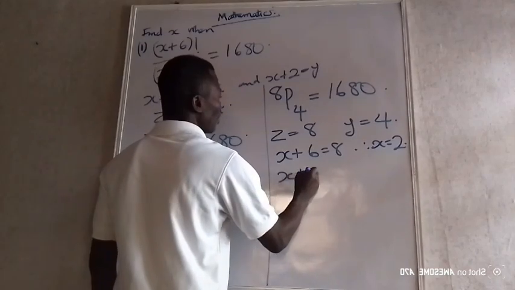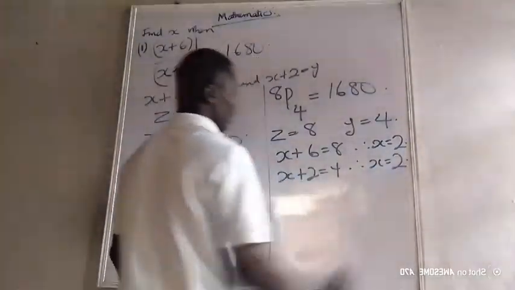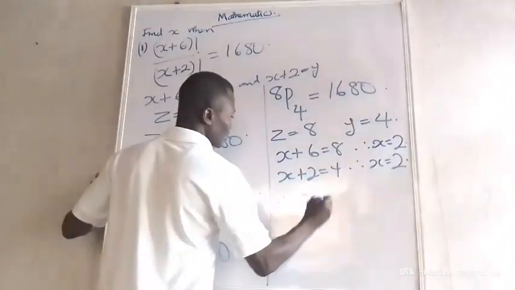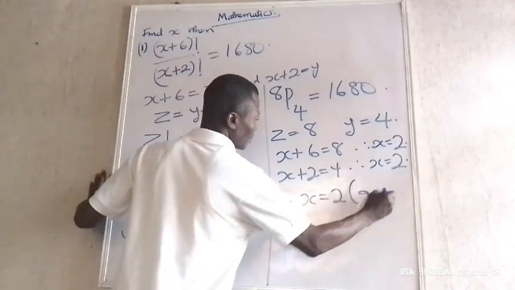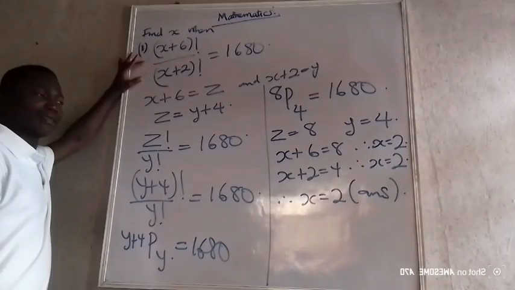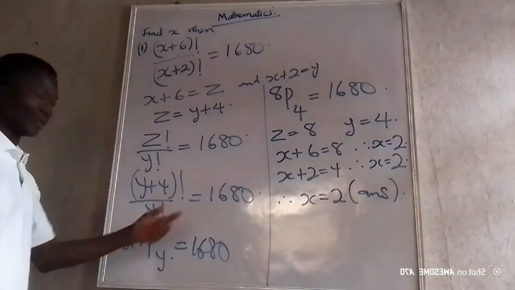x plus 2 is equal to 4. Therefore, x is equal to 2. So you can see that the answers are consistent. Therefore, x equals 2. That's the answer. I hope you understand. This question is mainly asking about permutation, and going through it is very simple.